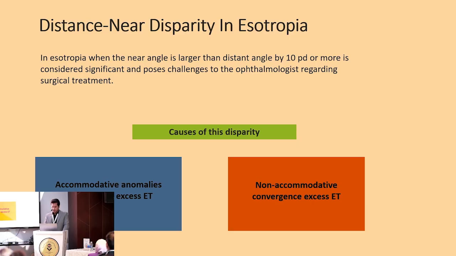Sometimes the disparity, or the gap, may be significantly large and poses a challenge to the ophthalmologist regarding the surgical management. This can be seen in patients with anomalies of accommodation, such as a high ACA ratio, or even sometimes in patients with hypoaccommodation. Sometimes it may even be seen in patients with normal accommodation and a normal ACA ratio. It's just a convergence excess esotropia.